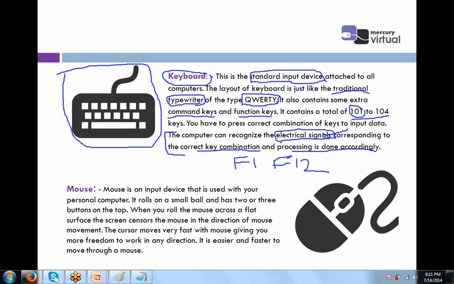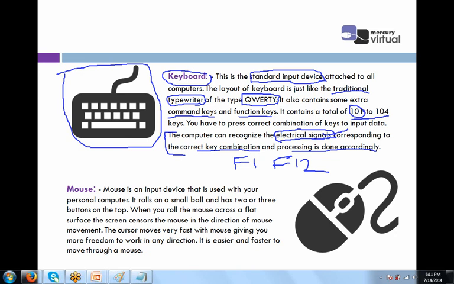So this is your keyboard, how the keyboard works. The main points: this is a standard input device, like a typewriter. The standard keyboard is the QWERTY keyboard. It contains 101 to 104 keys, including function keys and command keys. As for the working of the keyboard, electrical signals pass and then the character is shown on the screen.